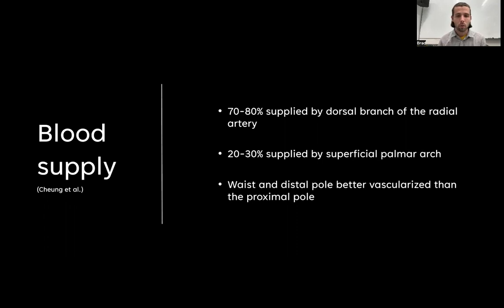And the waist and the distal pole, so the middle part of the bone and the distal part of the bone, are better vascularized than the proximal pole, which is why the prognosis is generally better. You could probably get away with a short-term cast more so than operative treatment.